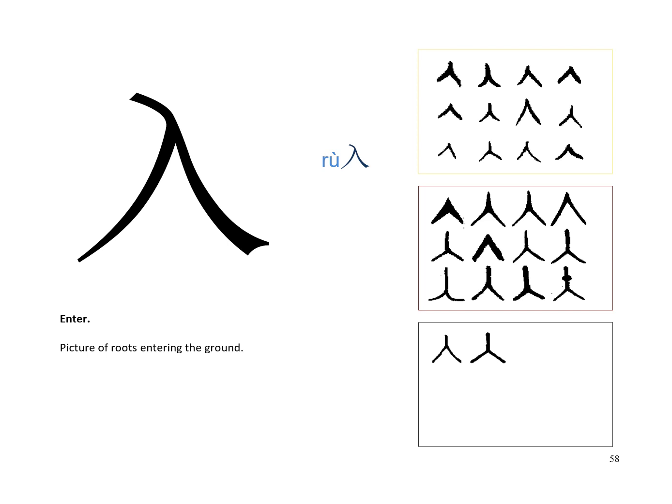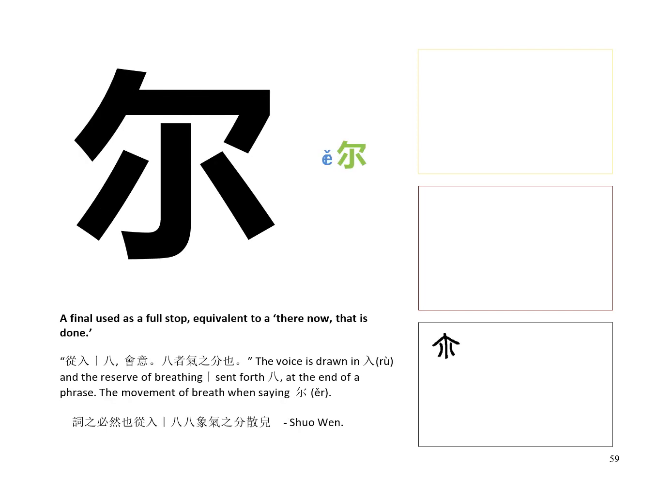That is food and the idea of consumption, eating. Here you have row. Think of it as an image of roots entering the ground. The meaning is to enter. So here you have this particular glyph. It is used as a full stop kind of sound, equivalent to there, now, that is done.